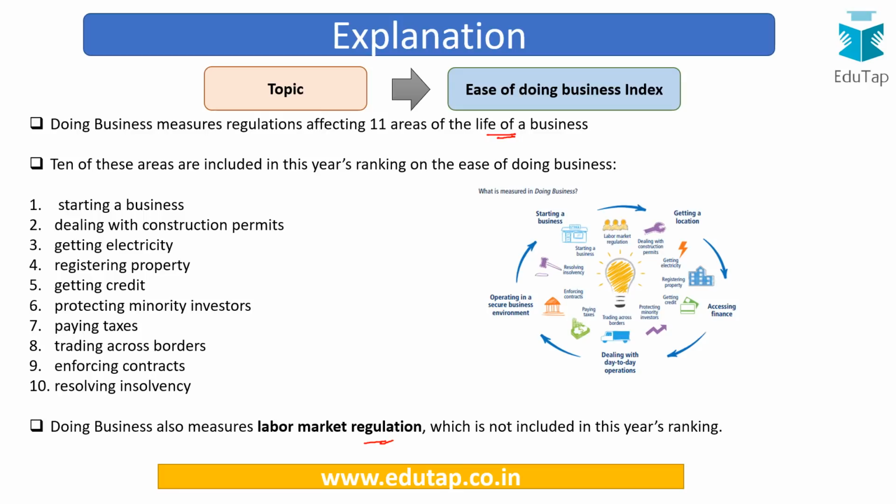So here is a kind of mind map. You can just go through it. The life of a business includes starting a business, then dealing with construction permits, getting electricity, registering property, getting credit. So you can just go through them once. These are the phases in the life of a business, right from starting it to its successful operation. So you have to keep in mind, labor market regulation this year was not included for the ranking.